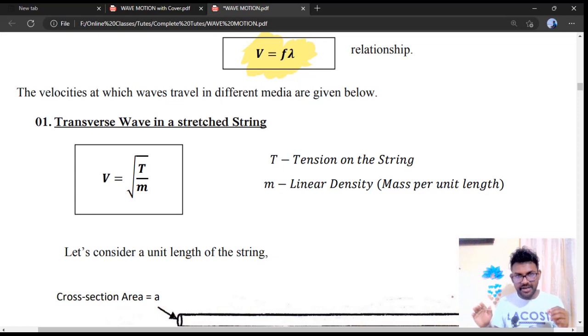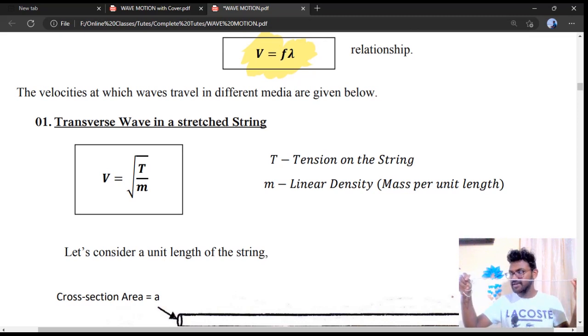So there will be a transverse wave that we can produce in a stretched string, and the velocity of that transverse wave we can find out. The velocity of the wave v equals root T over m. T is the tension of the string. m is the linear density, where m is the mass per unit length.